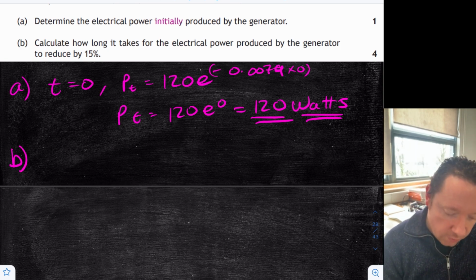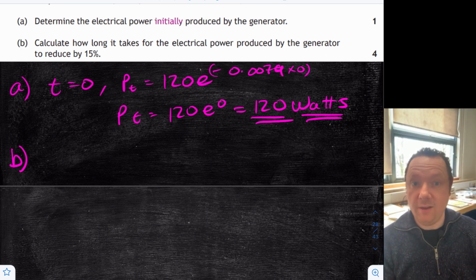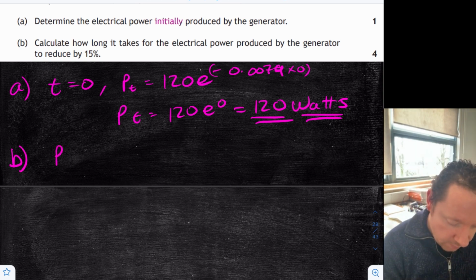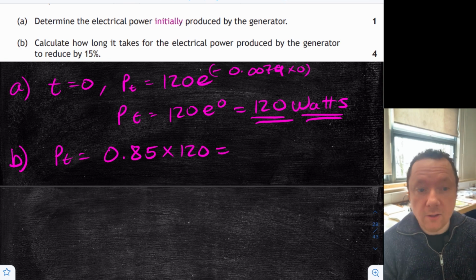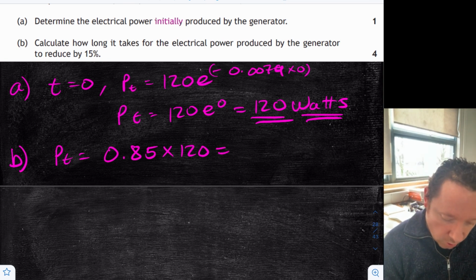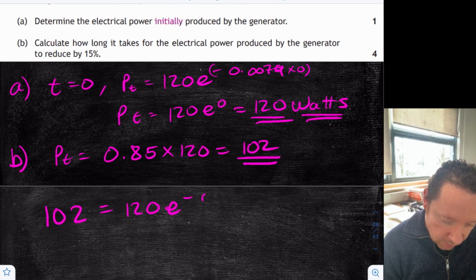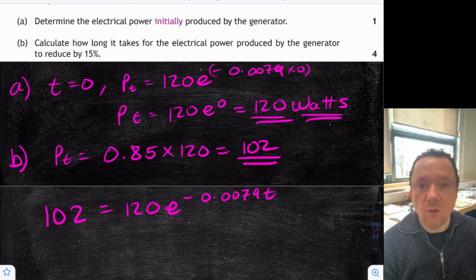Part B, calculate how long it takes for the electrical power produced by the generator to reduce by 15%. So let's reduce this by 15% by doing a little bit of maths. If it's reduced by 15%, there's 85% left. So that means that the power is going to be 0.85 times 120. And you just get a calculator out for that to get 102. So that's our new power. So that means that 102 equals the initial power, 120, e to the minus 0.0079 t. And we're going to solve for t.